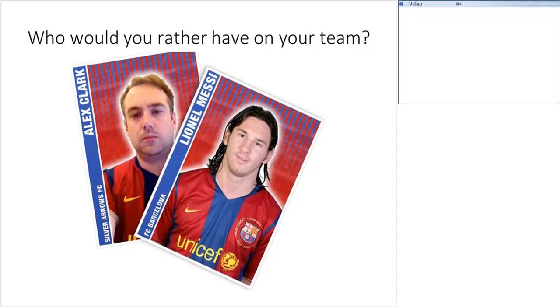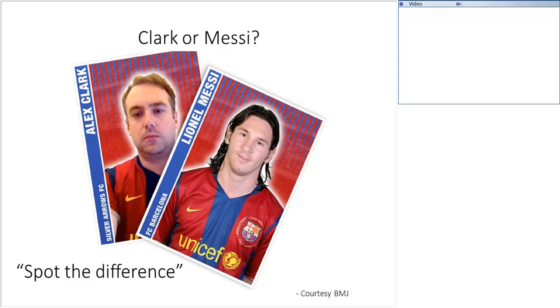From this basis in our primary outcome, I'd like us to think about this question. Who would you rather have on your football team? The player on the left here, myself, or the player on the right, Lionel Messi, the Argentinian player who plays in La Liga for Barcelona, who's the 4 times World Football Player of the Year. Caring about goals as our primary outcome, which of these components would you rather have in your team, Clark or Messi?